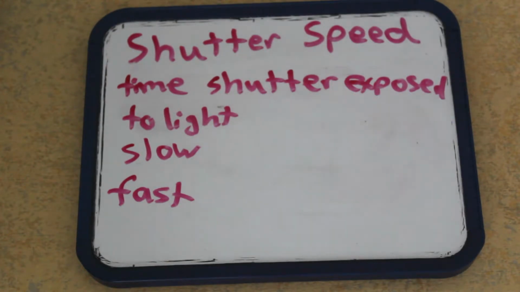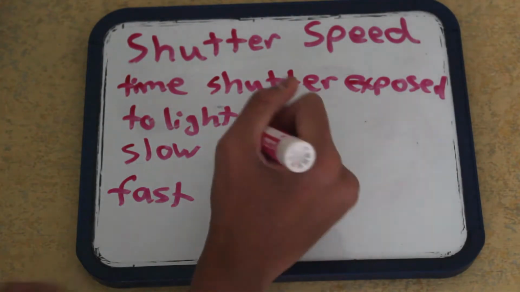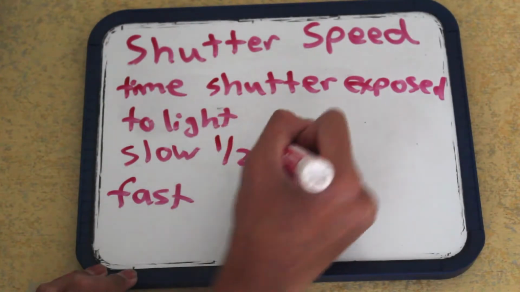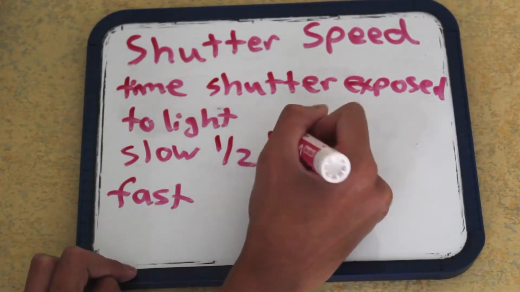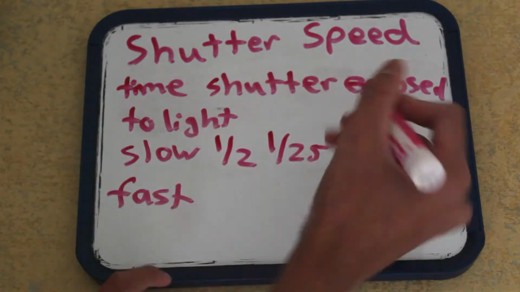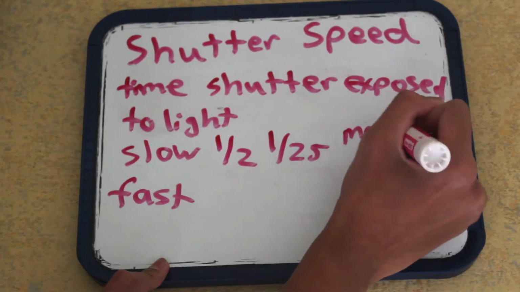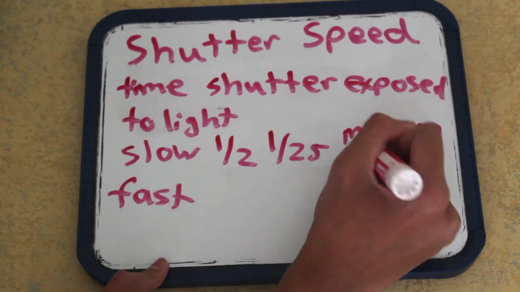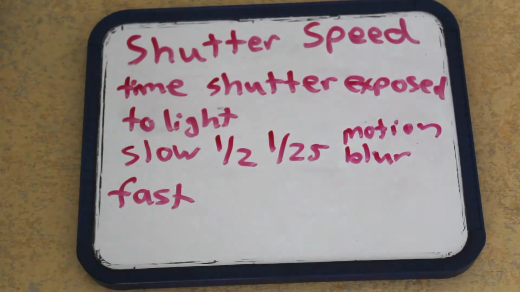You'd want to use a slow shutter speed, such as 1/2 second or 1/25 second, if you're trying to capture motion blur. That's where the subject is moving and you don't capture it sharp. In the photo, I'll put it up in the video, you'll see the subject of the image is moving, and that causes a blur.